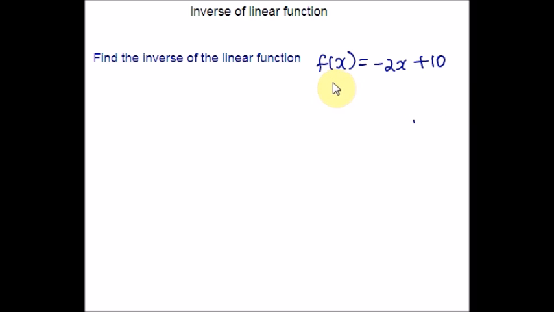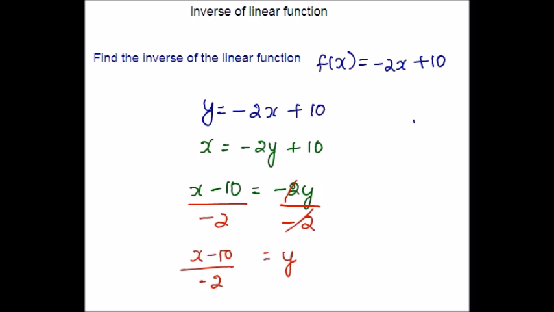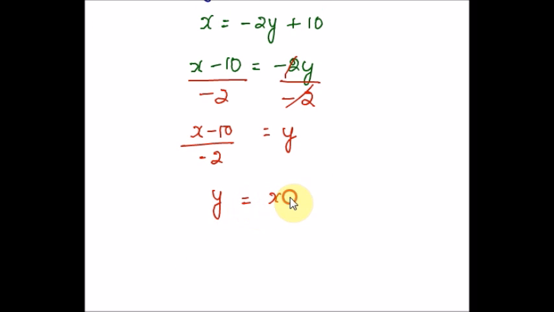First, change f of x to y. So this could be written as y equals negative 2x plus 10. Now change y to x and x to y. We are just swapping. And now let us solve for y. Subtract 10 from both sides so that you can get rid of 10 from the right side of the equation. Now I am going to divide the entire equation throughout by -2 so that I can get rid of -2 from the y side. I'm just going to swap the sides because I want y on the left side. I'm not doing any calculation, I'm just swapping the sides.